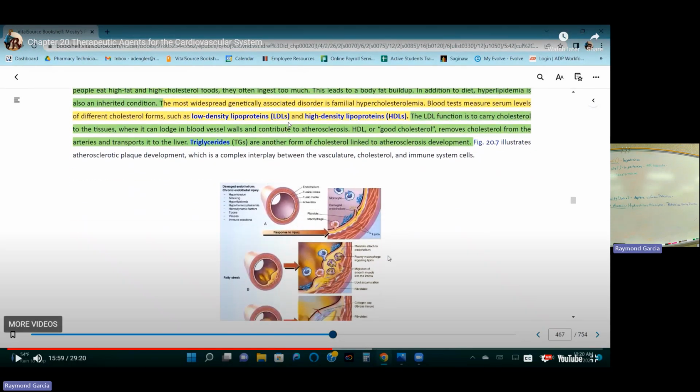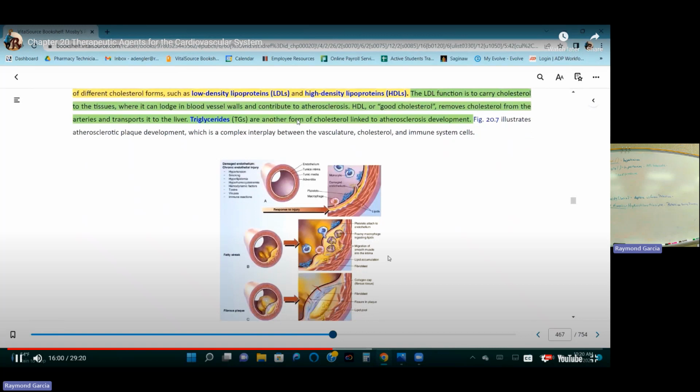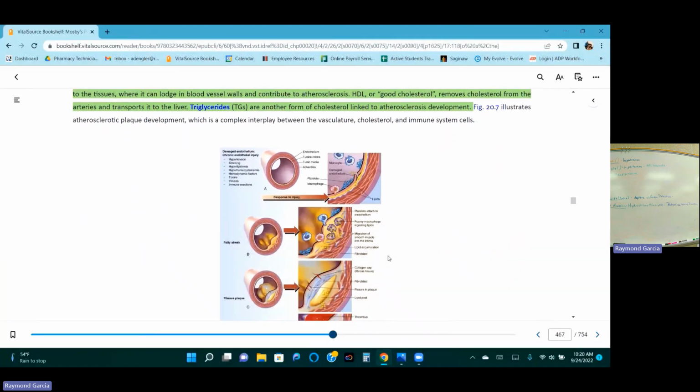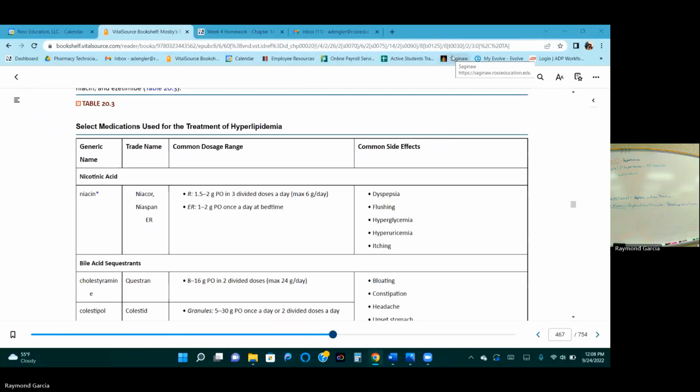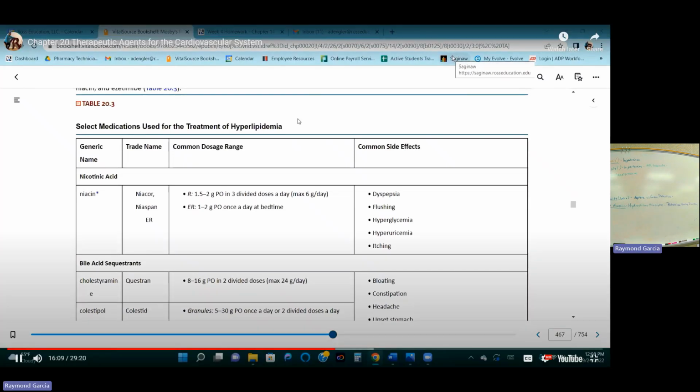So where we can find HDLs is usually like your avocados, nuts like your peanuts, walnuts, pecans, stuff like that. Triglycerides are another form of cholesterol linked to atherosclerosis development. Table 20.3 lists select medications used for the treatment of hyperlipidemia.